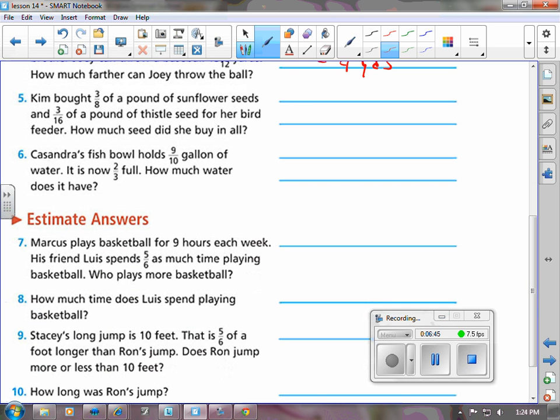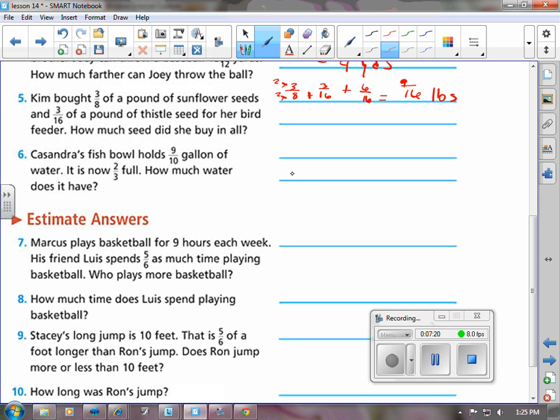Kim bought 3/8 of a pound of sunflower seeds and 3/16 of a pound of thistle. How many seeds did she buy in all? You're adding 3/8 plus 3/16. Common denominator it again. Multiply by 2, following my rule. 6/16 plus 3/16. All right, 6/16 plus 3/16 is 9/16 pounds.